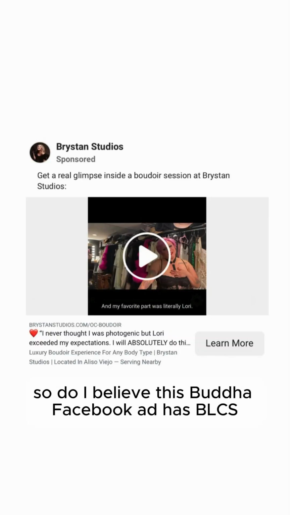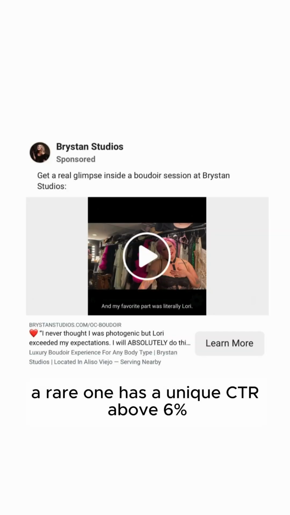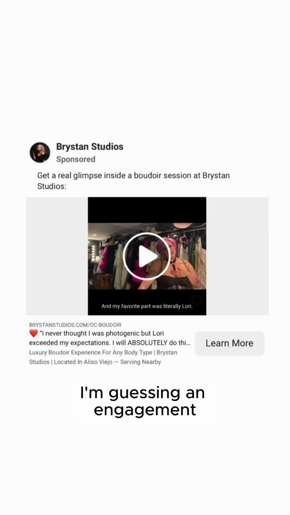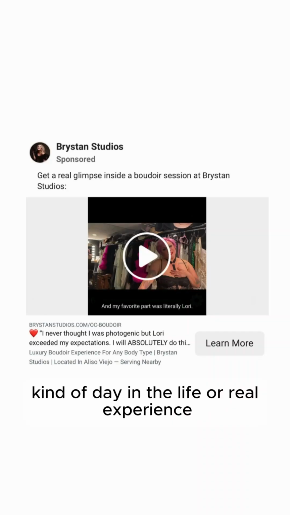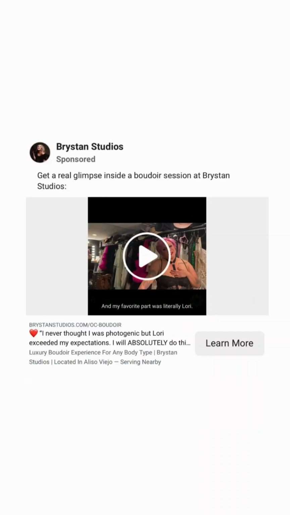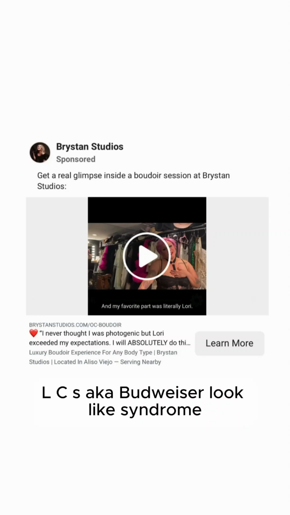So, do I believe this Boudoir Facebook ad has BLCS, Boudoir low click syndrome, aka its unique CTR is under 6%? No, I believe this one is a rare one that has a unique CTR above 6%. It also probably has a little bit to do with the objective, I'm guessing, engagement objectives being used. That's my guess. It seems more like a day in the life or real experience. So I'm going to say this has a unique CTR above 6% and does not have BLCS, aka Boudoir low click syndrome.